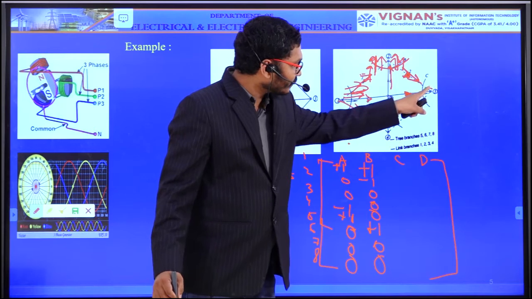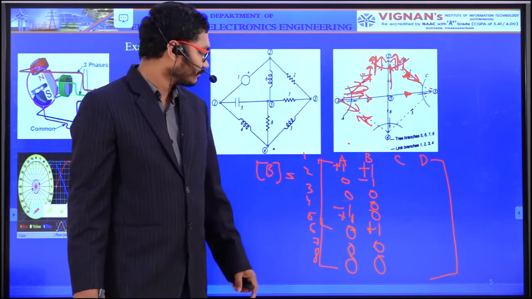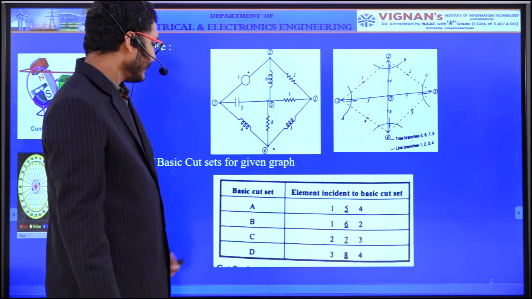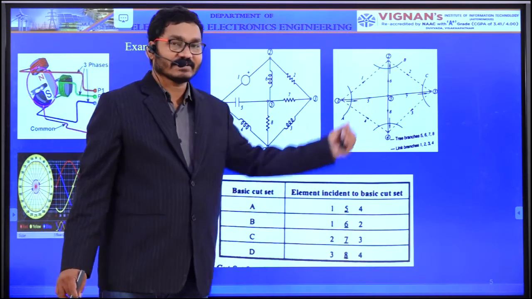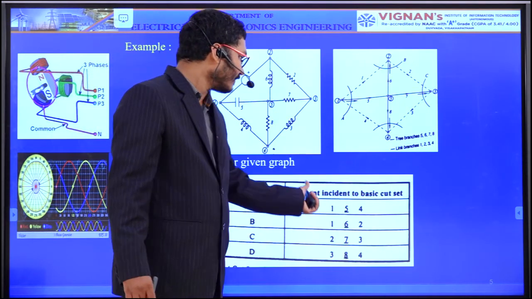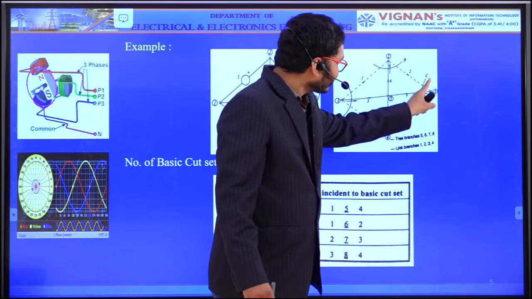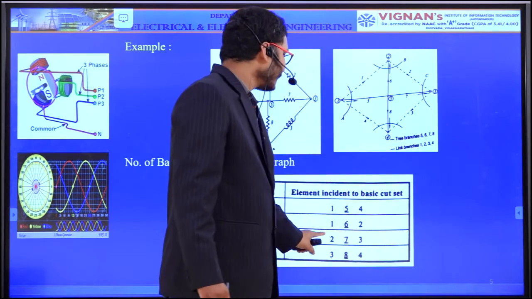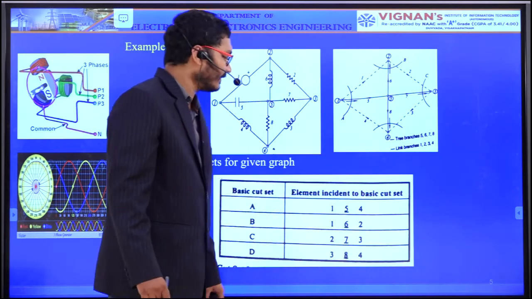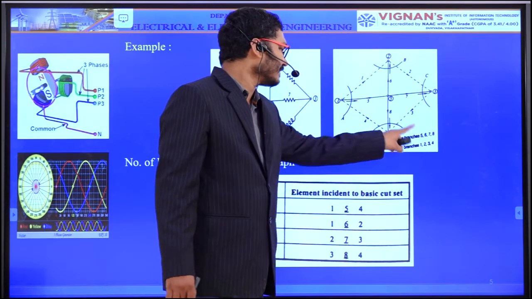For the C cut set also you can check it. Similarly, for the D cut set also you have to check it. See here, for this given graph the number of basic cut sets is 4. Basic cut set A is 1 5 4. For the B cut set, 1 6 2. For the C cut set, 2 7 3. Next, for the D cut set, 4 8 3. Any sequence you can take, but these branches should be there.